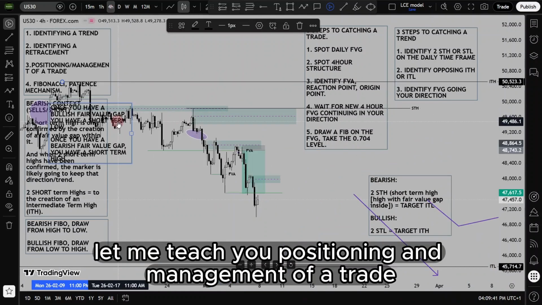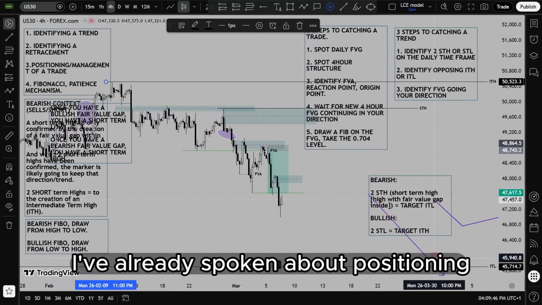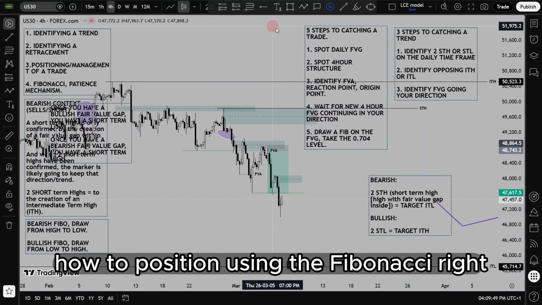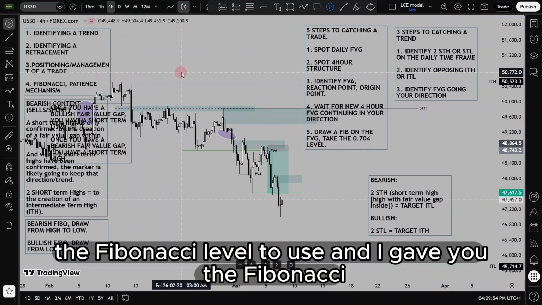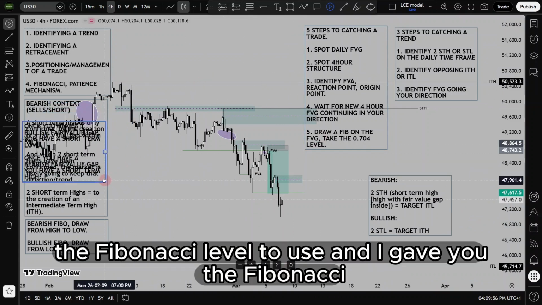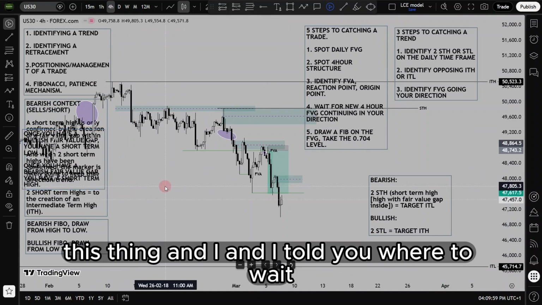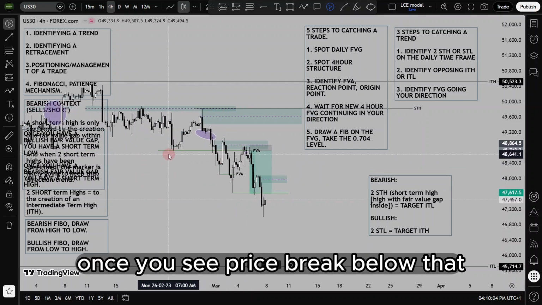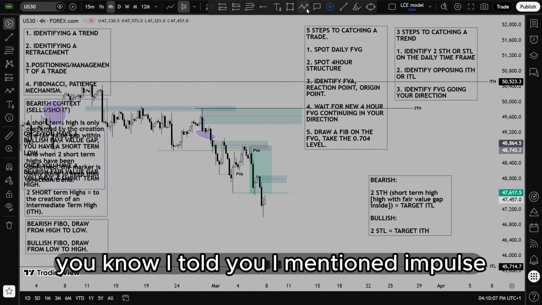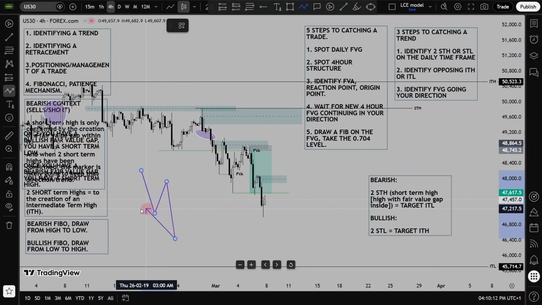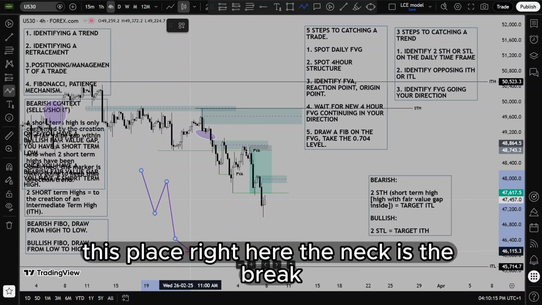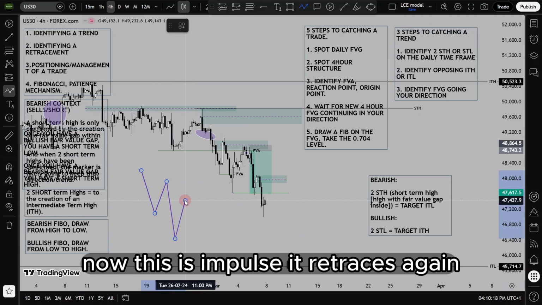Now, let me teach you positioning and management of a trade. I've already spoken about positioning, how to position using the Fibonacci. I spoke about it previously, the Fibonacci level to use, and I told you where to wait once you see price break below that. I mentioned impulse, retracement, break. Right here, the neck is the break. Now this is impulse, it retraces again, it will break.